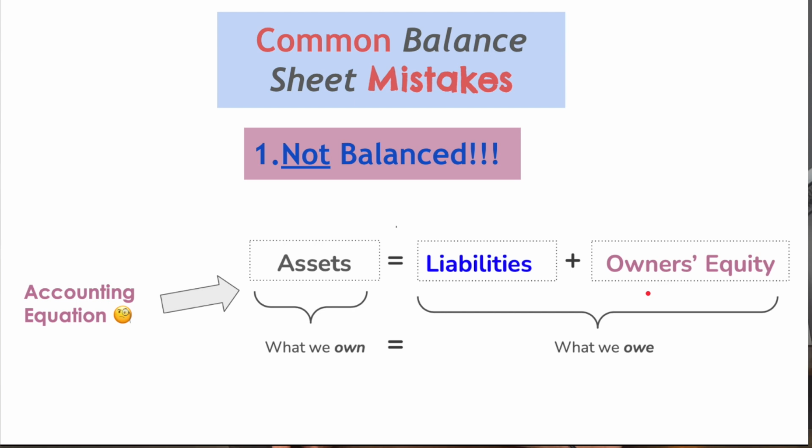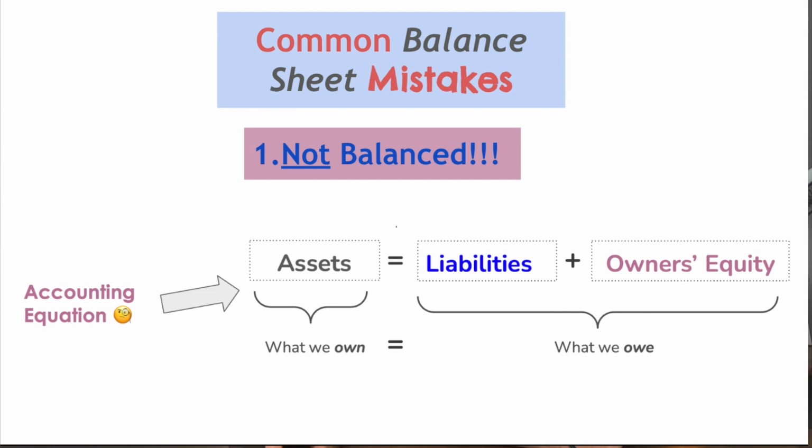Why is that? Because what we own in the business, which is assets, will always have to equal what we owe. And what do we owe? We owe liabilities to third parties, and we owe equity to the shareholders of the company. So it's a very easy concept, right? What we own equals what we owe. That's the basic accounting equation.